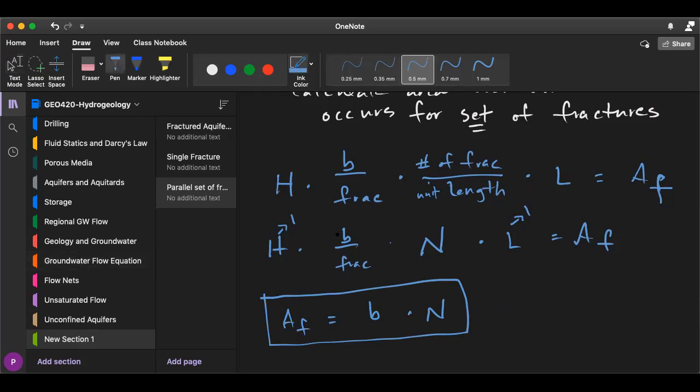And because I've defined these equal to 1, this would be per unit height and per unit length. All right, so the area of flow across which water moves through my fracture network is the fracture aperture times the fracture density.